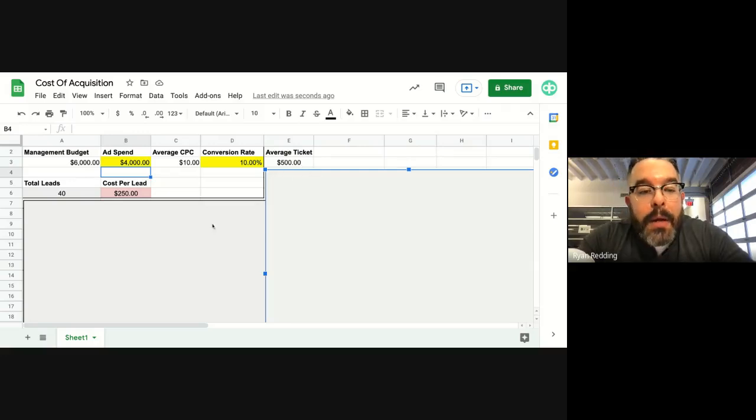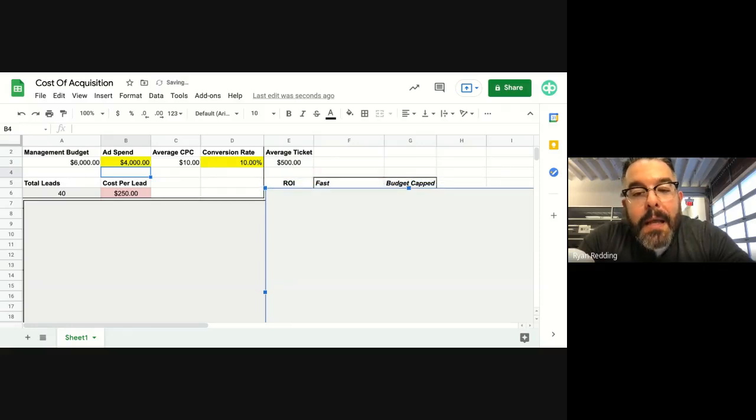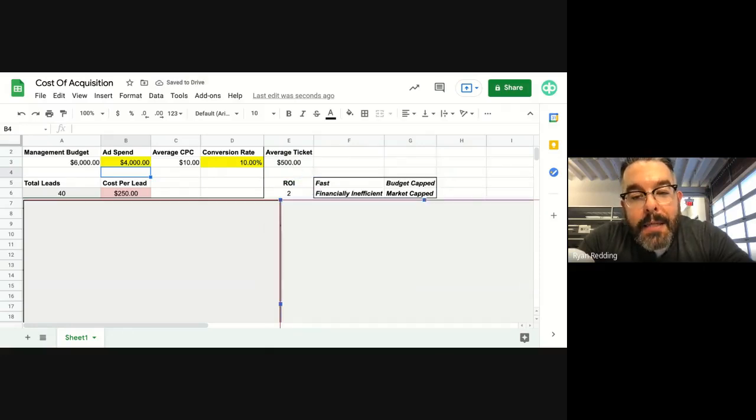Cool. So if your average cost per lead is $250 and your average ticket is $500, your ROI is going to be, so this is a ratio, 2 to 1. So for every dollar that you spend in AdWords in total, you double the money. Now, out of that math, you have to do the rest of your business. You have to pay your tax, do payroll, marketing, insurance, all the other things. But for this exercise, 2 to 1.